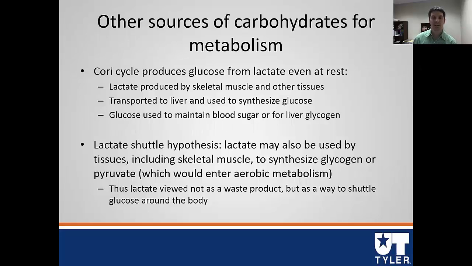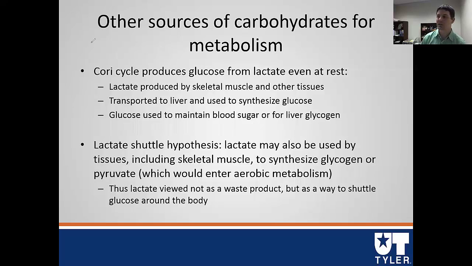So the last video in this module will be much shorter. We're going to talk about sources of carbohydrates for metabolism and then how those are then integrated into the TCA cycle and electron transport chain. We're going to briefly hit on beta oxidation and then finish it out with a concept of how efficient metabolism is. So what are sources for carbohydrates?